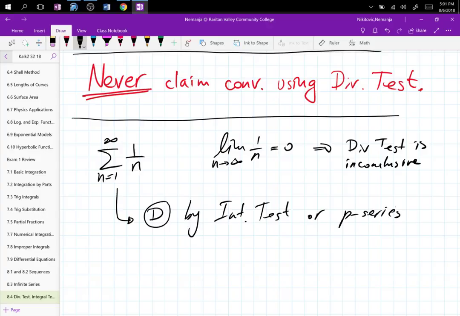Here's the example, right? What is guaranteed by the theorem is that if the limit is not 0, so you get 2 or a half or a pi or infinity, then it's guaranteed that the series is divergent. So, if the limit is 0, it could be convergent or divergent. So the test is inconclusive. If the limit is different than 0, it's definitely divergent.